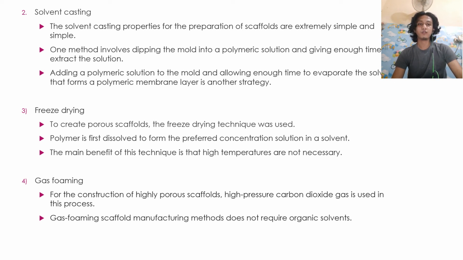Next is freeze drying. To create porous scaffolds, the freeze drying technique was used. Polymer is first dissolved to form the preferred concentration solution in a solvent. The main benefit of this technique is that high temperatures are not necessary. The last one is gas forming. For the construction of highly porous scaffolds, high pressure carbon dioxide gas is used in this process. Gas forming scaffold manufacturing methods do not require organic solvents.